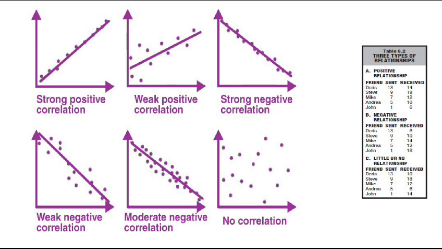For no correlation, the same friends sent and received greeting cards, but here Doris sent 13 greeting cards and received only 10. Next, Steve sent 9 greeting cards and received 18. So here there is no regular relationship; a regular increasing or decreasing order is not followed. Then that will be mentioned as no relationship.